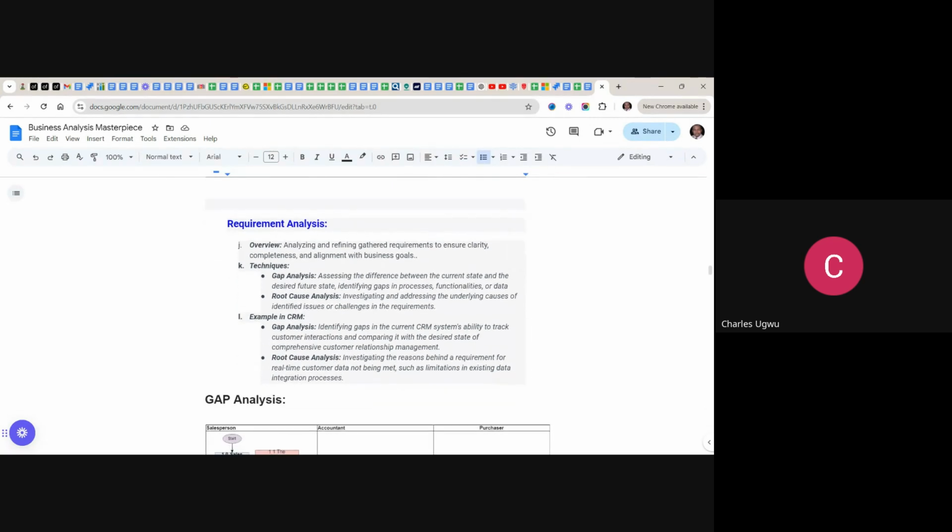But for now, we are not doing requirement analysis. We are just doing requirement documentation. So it's 8 o'clock already.